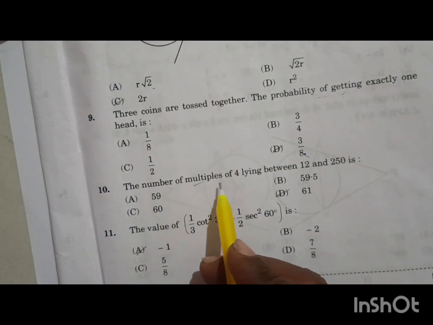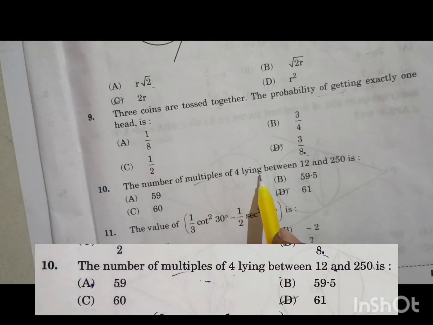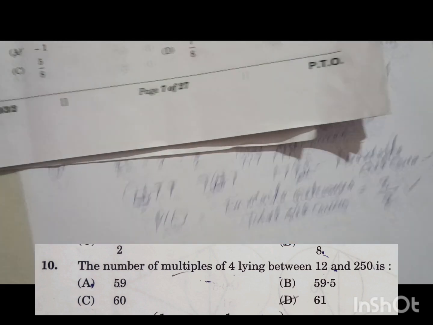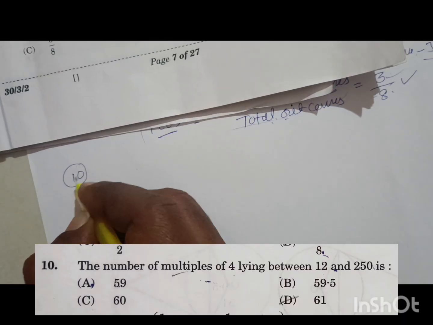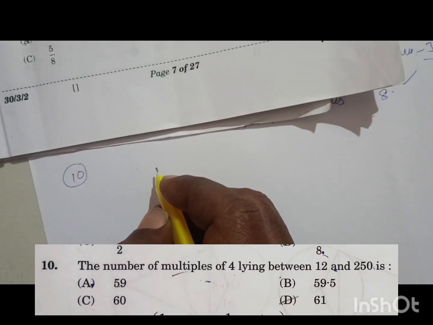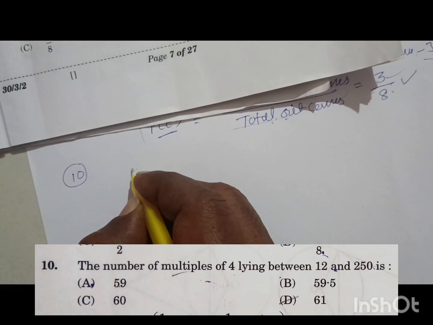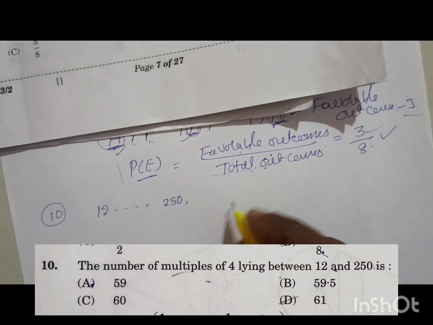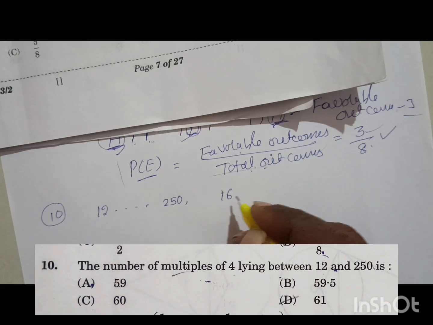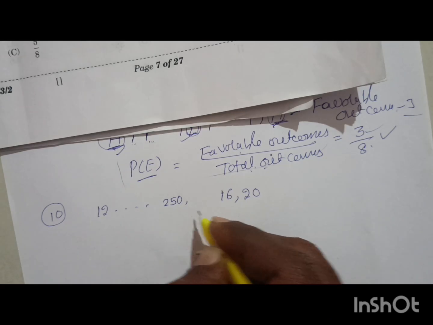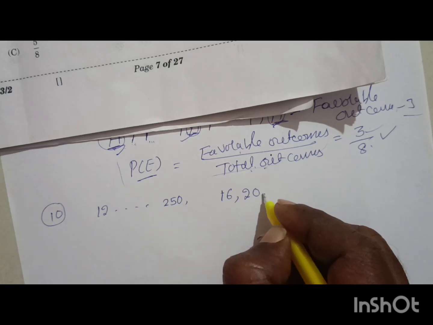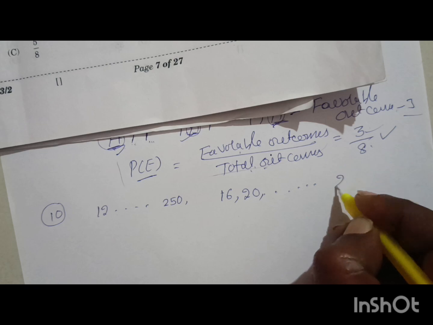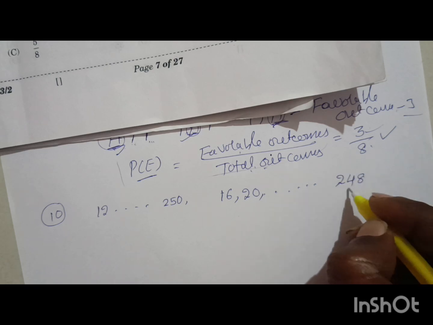Next, the number of multiples of 4 lying between 12 and 250 is dash. So next, 10th: number of outcomes, multiples of 4 between 12 and 250. After 12, the first multiple of 4 is 16. The next multiple after that is 20. Therefore, the last multiple before 250 is 248.